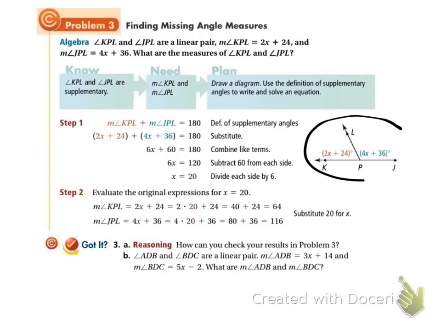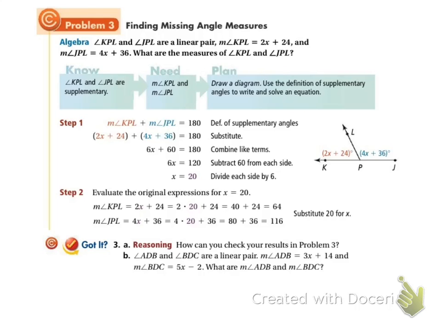So we can see in this picture over here that angle KPL and angle LPJ are a linear pair, so I know that they add up to 180 degrees because they're supplementary. So I can use their expressions, add their expressions together, over here, 2x plus 24 plus 4x plus 36, and I know that has to equal 180 degrees. And then I'd solve algebraically and plug back in. I could double check my answer by looking at the two angles I got for my answers and making sure that they add up to 180 degrees.